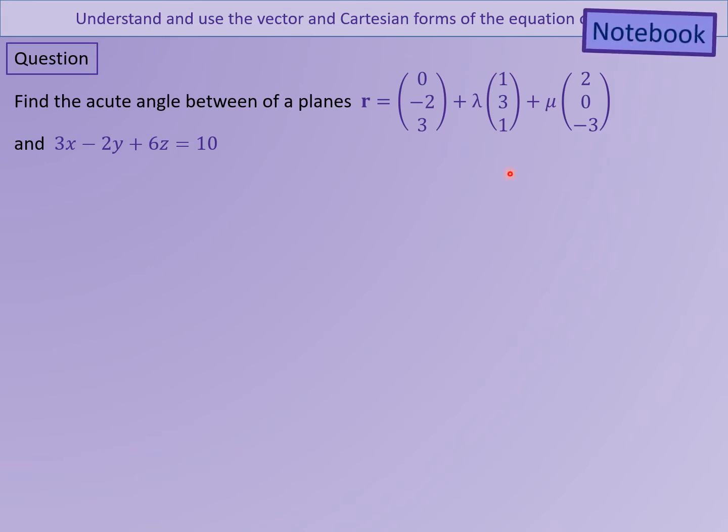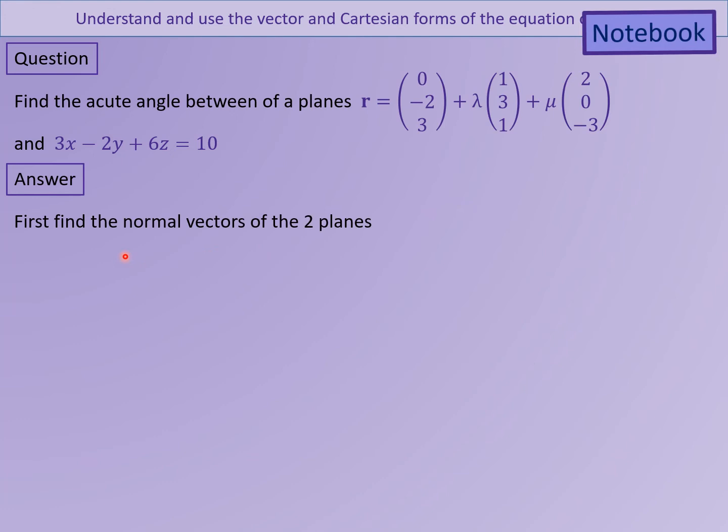Okay, so let's see how far you got then. So the first thing I'm going to do is find the normal vector of these two planes. Starting with this one just here. So this first plane, I'm going to have to do a little bit of work. I'm going to have to find the normal vector by using the two directions of that plane. So there's a vector in the direction of the plane. There's another vector in the direction of the plane. And if I find a normal between those two, that will be the normal of that plane.